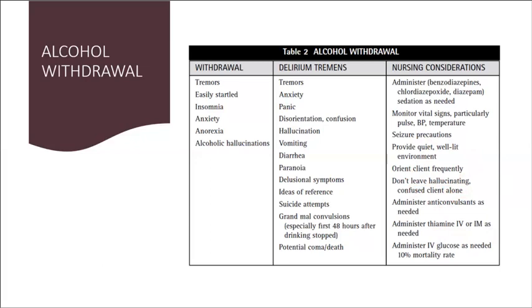Again, most importantly, we'll need to administer thiamine, IV or IM as needed. Remember, it's well known that chronic alcoholics are at a high risk for being deficient in vitamin B1, which is your thiamine. And this can actually put the client at an increased risk for Wernicke-Korsakoff syndrome. They could also suffer cerebellar degeneration and cardiovascular dysfunctions. So again, we want to administer IV glucose as needed for that possible hypoglycemia we talked about.